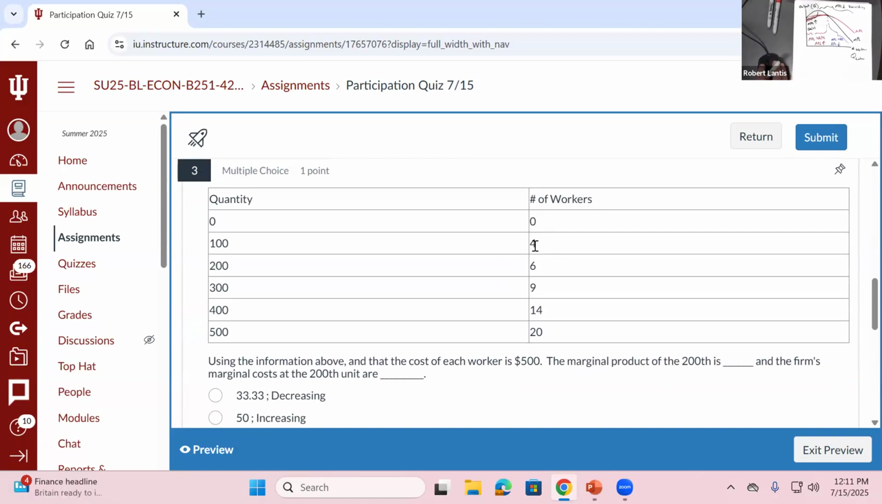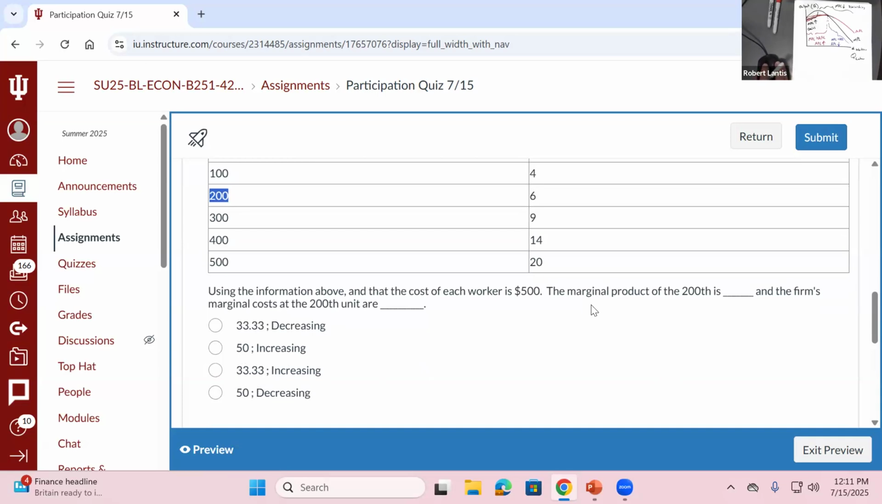So if I'm thinking about when I want to produce 200 units, I'm going from 100 to 200. That's my change in quantity. What's the change in the number of workers? Well, that's going from 4 to 6. So the marginal product of that 200th unit, changing output by 100, I'm adding 2 additional workers. So 100 over 2 would be 50.